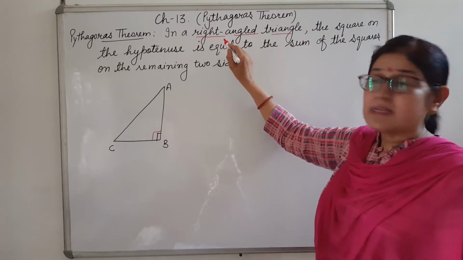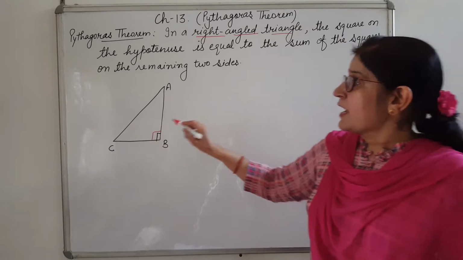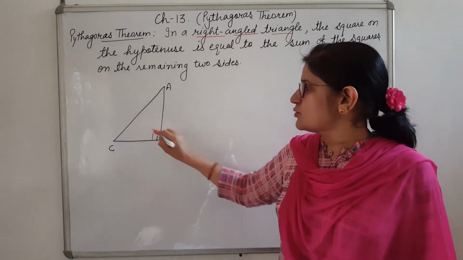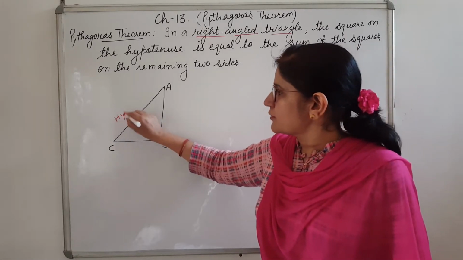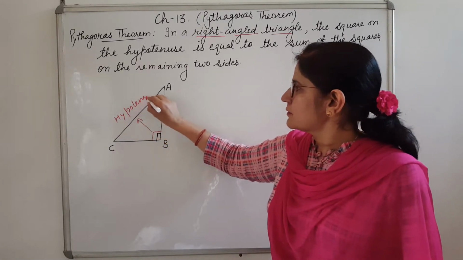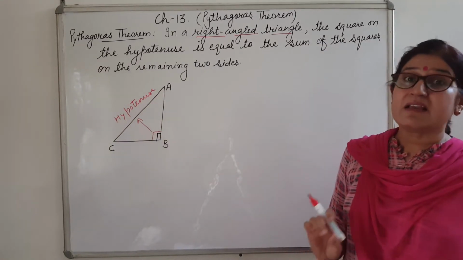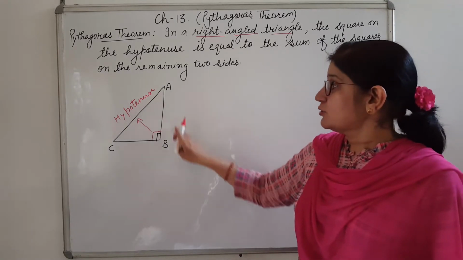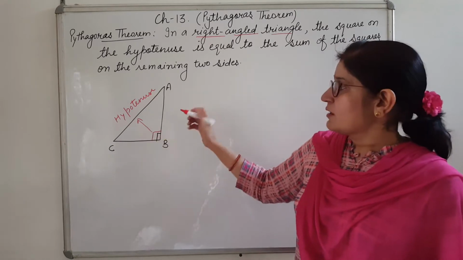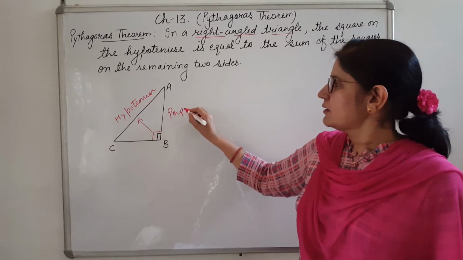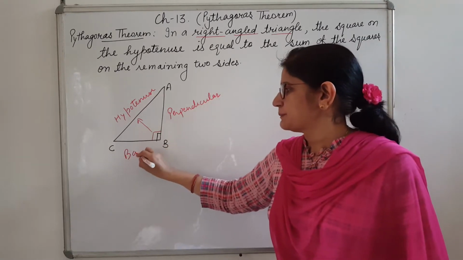Now what he has said, according to him, in a right angled triangle, meaning any triangle in which one angle is 90, the square on the hypotenuse. Now what is the hypotenuse here? Hypotenuse means the side opposite to 90 degrees. This is the hypotenuse. The largest side of the triangle is called the hypotenuse. The other two sides which make the angle of 90, this L form, one is the perpendicular and another one we will take as the base.